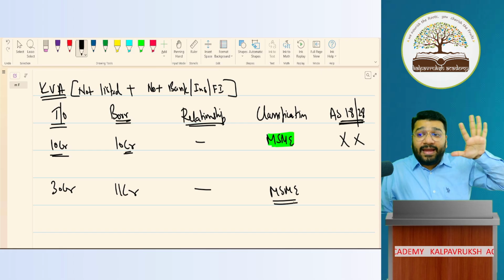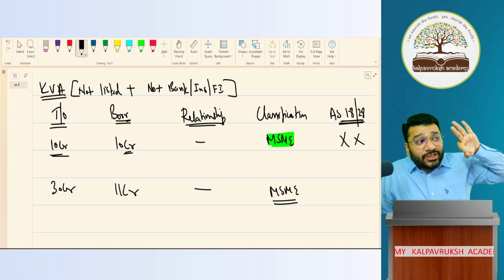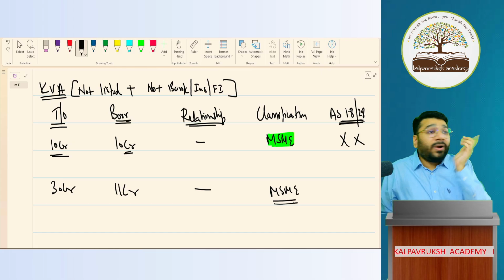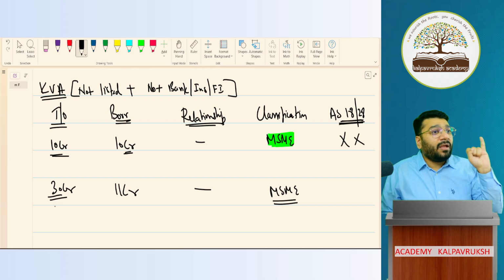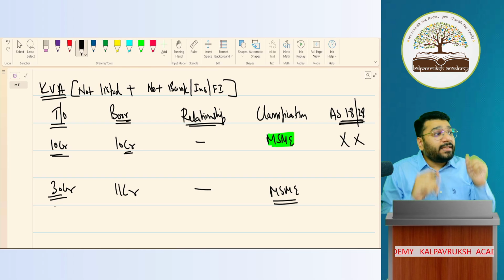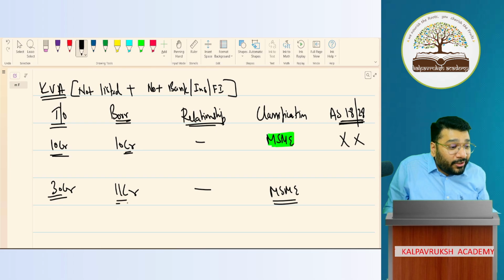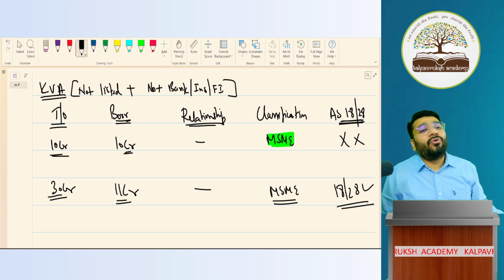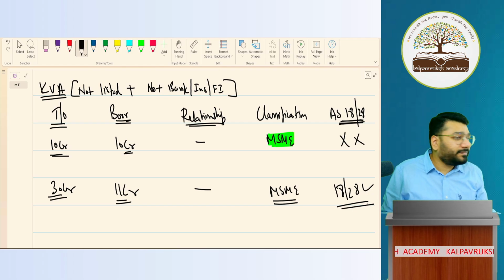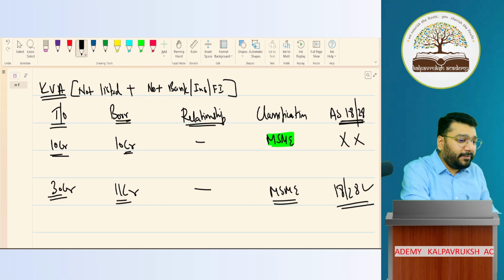Now, after checking 5 conditions for MSME, check 3 conditions for AS 18 and 28. What are the 3 conditions? First, turnover should be 1 rupee to 50 crore. Is it within 50 crore? Yes. Borrowing 1 crore to 10 crore. Is it within 10 crore? No, it is going beyond 10 crore. So AS 18 and 28 have to be followed. Any difficulty? No difficulty.